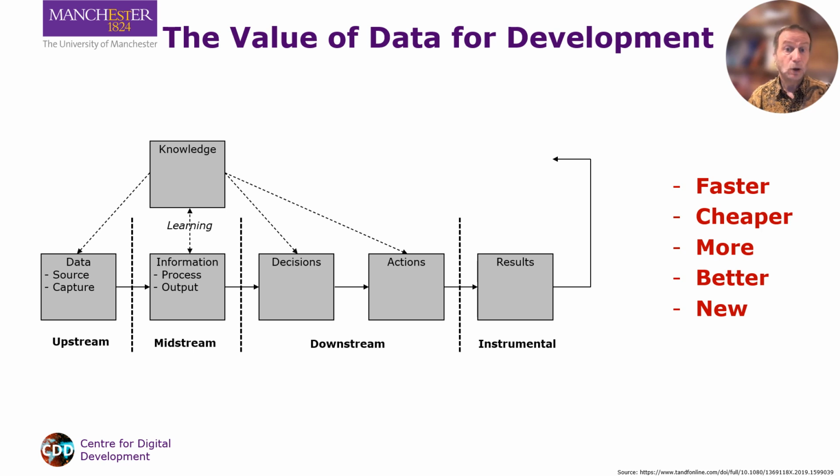There are many positives that data can bring to development. Using the information value chain model, shown here, we can categorise the benefits quite simply in terms of improvements to decision making and consequent development actions and results. New data can help these to be delivered more quickly, more cheaply, in greater volume, to higher quality and for the very first time.